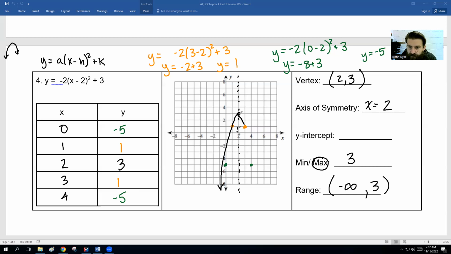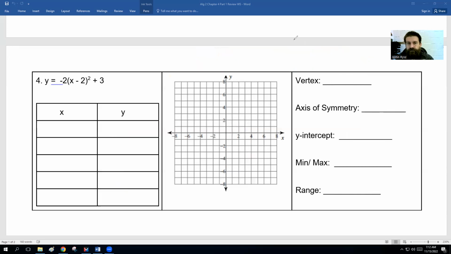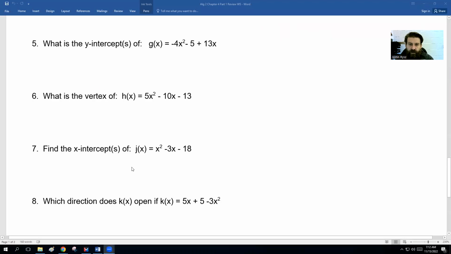graph. All right, so our y-intercept was at 0, -5. That's where the x was 0. Okay. All right. Now the other parts here, remember you can use Desmos to help you figure these things out. But we're going to try to do it so we kind of understand the rules behind it.